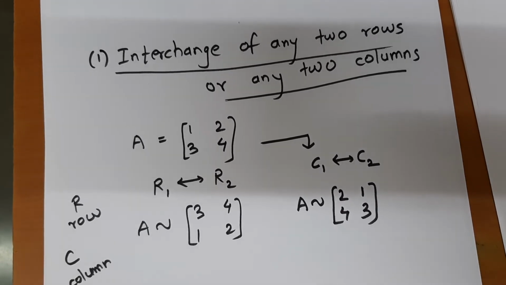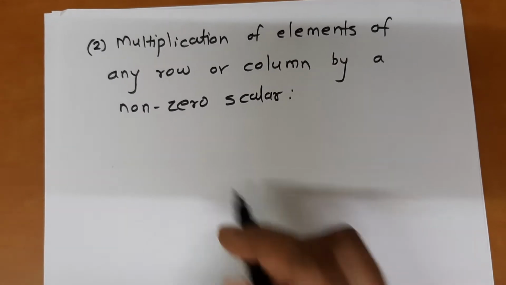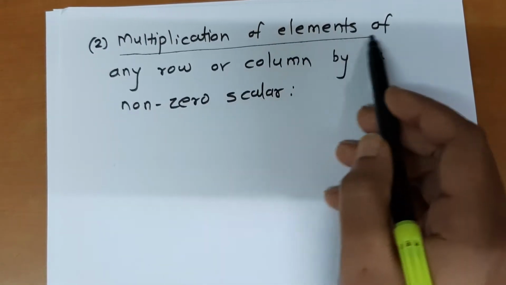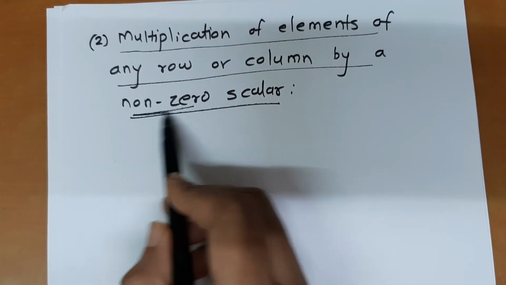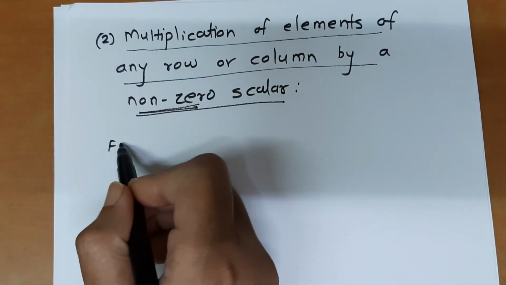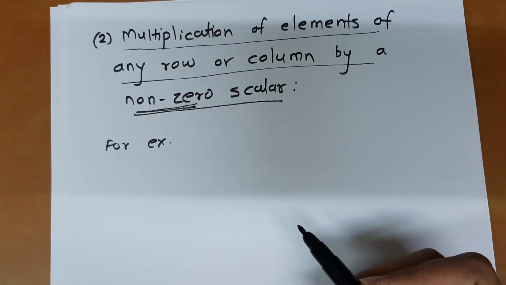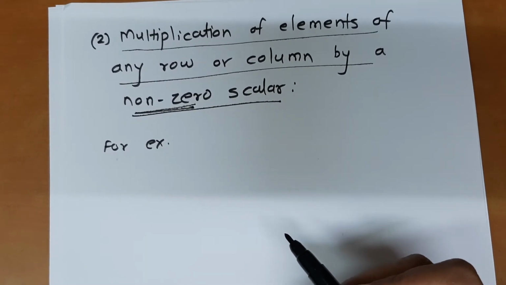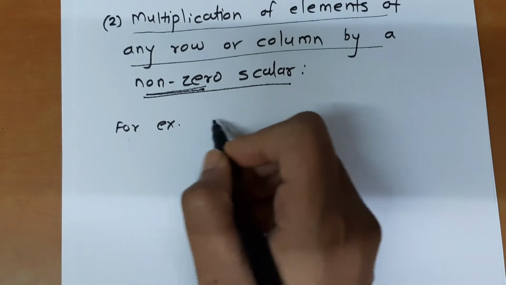We'll see the next one now. The second one is multiplication of the elements of any row or column by a non-zero scalar. See the importance of this non-zero scalar. We can multiply by any number, 2, 3, 4 or any negative number, to any one row or any one column, or to multiple rows and multiple columns.